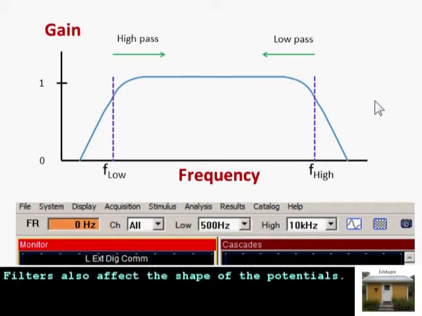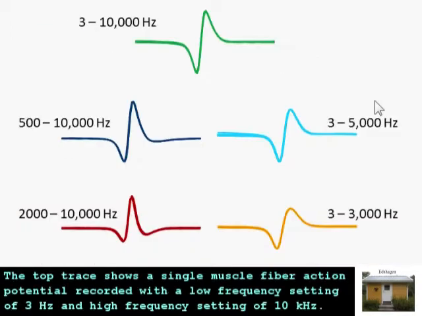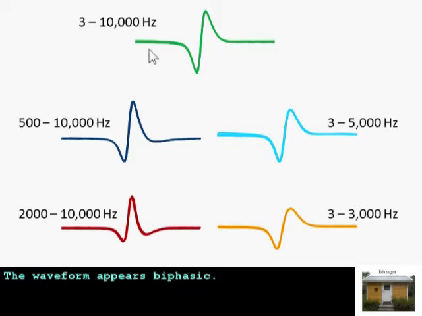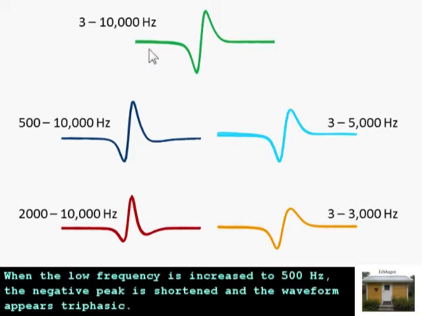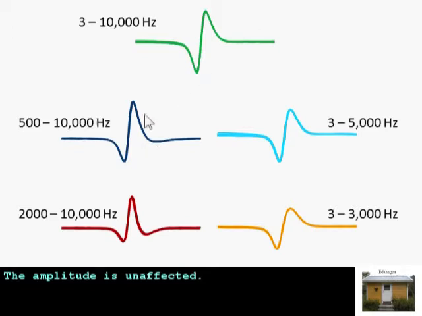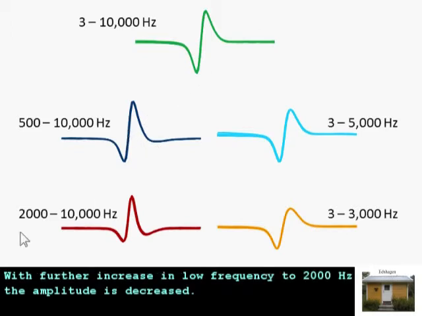Filters also affect the shape of the potentials. The top trace shows a single muscle fiber action potential recorded with a low frequency setting of 3 Hz and a high frequency setting of 10 kHz. The waveform appears biphasic. When the low frequency is increased to 500 Hz, the negative peak is shortened and the waveform appears triphasic. The amplitude is unaffected. With further increase in low frequency to 2000 Hz, the amplitude is decreased.